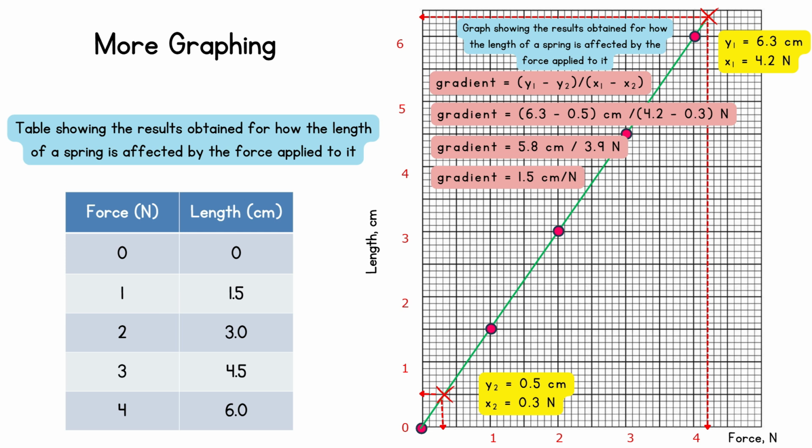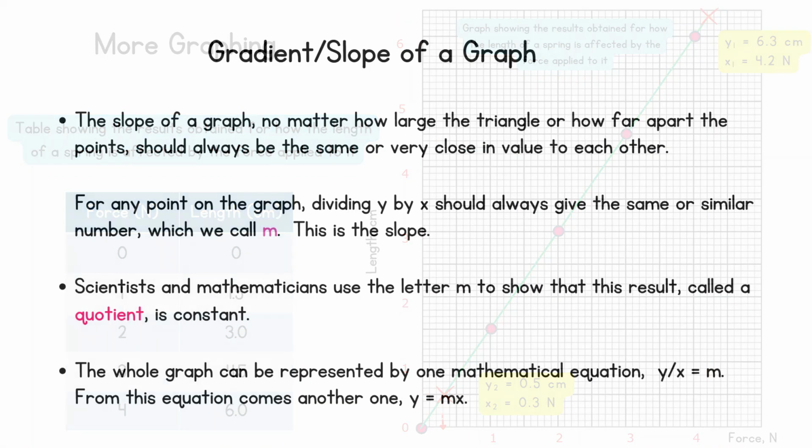And then to complete the look, we add our title, which says graph showing the results obtained for how the length of a spring is affected by the force applied to it. If you notice again, our title for the graph is exactly like the title of the table. We just changed the word table showing to graph showing. Awesome sauce, everyone, if you got everything correct.